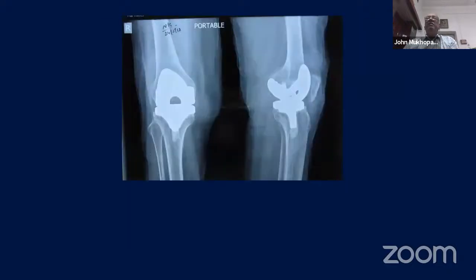Removed the wires after some time because the wire was irritating her, and then she went on to do well with a good function. You can see she's got almost a pre-operative range of movement.